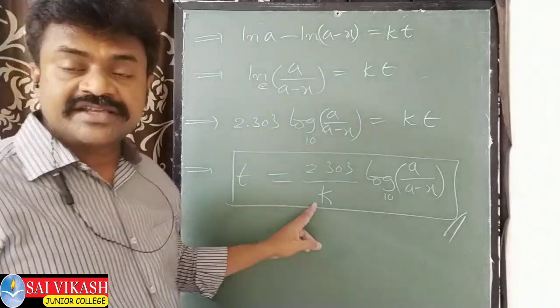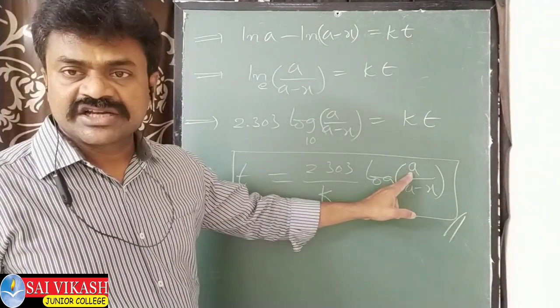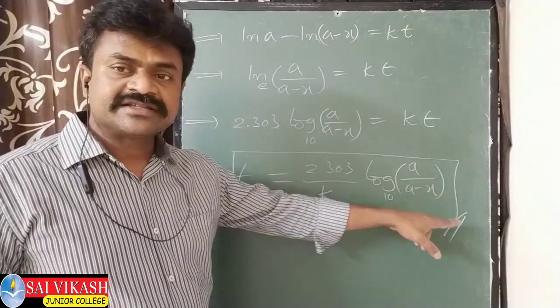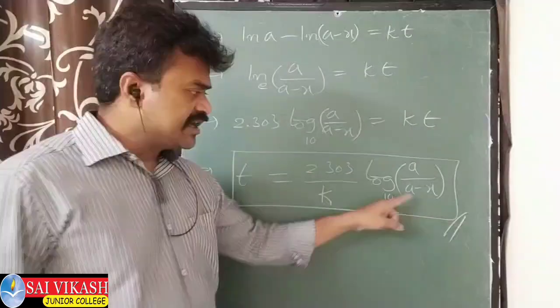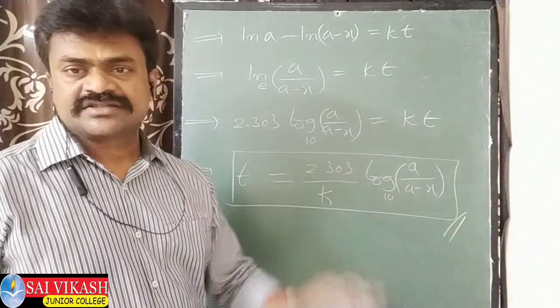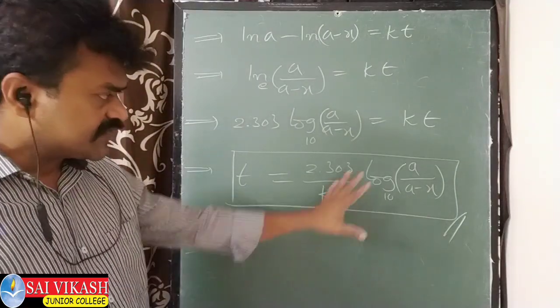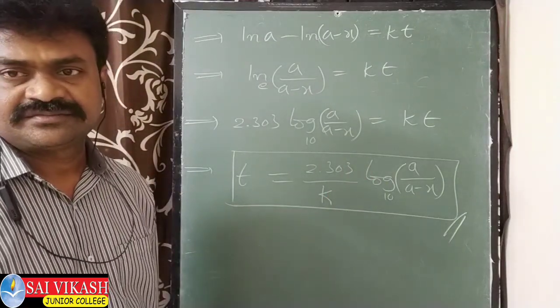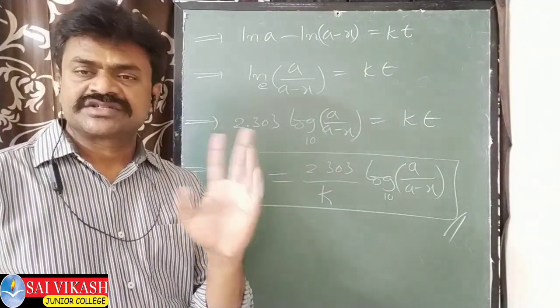k is the first order rate constant, a is the initial concentration, a minus x is the concentration of the reactant at time t, and x is the amount of the reactant lost in formation of products. This is the first order integrated rate equation. That's it. Zero order and first order rate equations you have to learn.